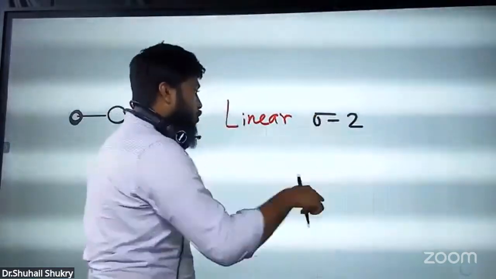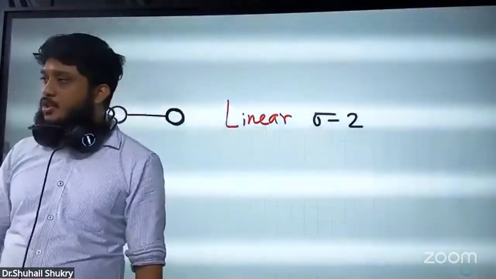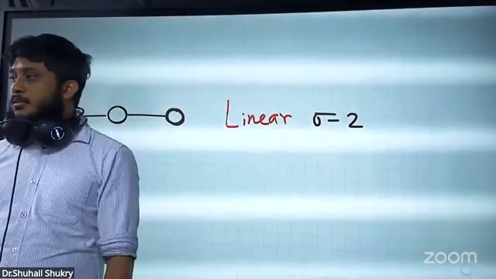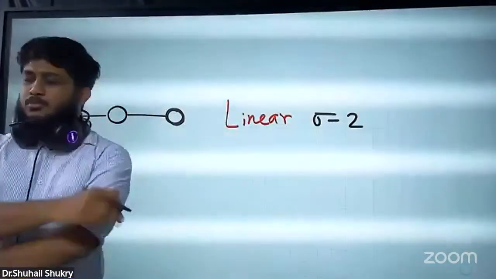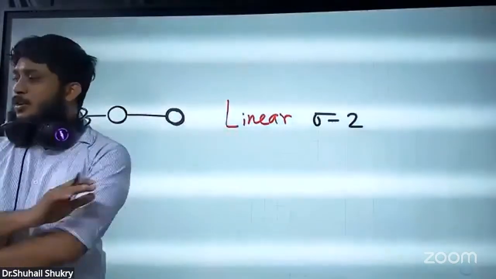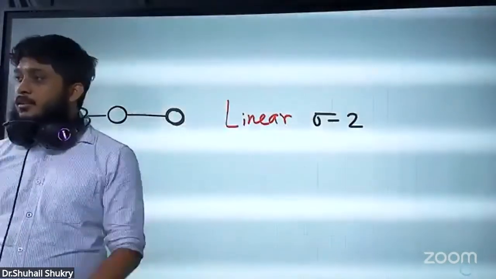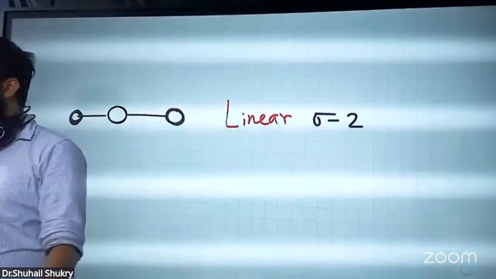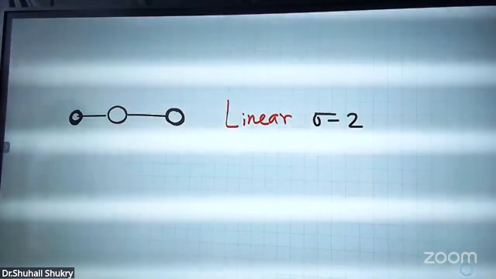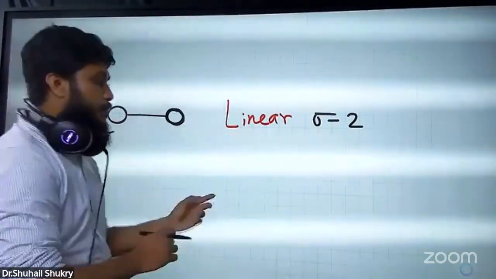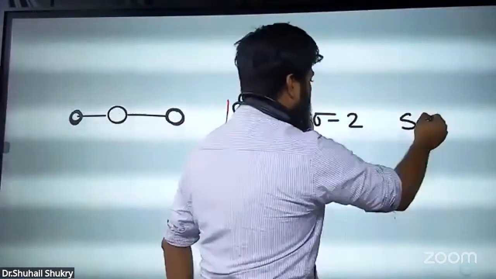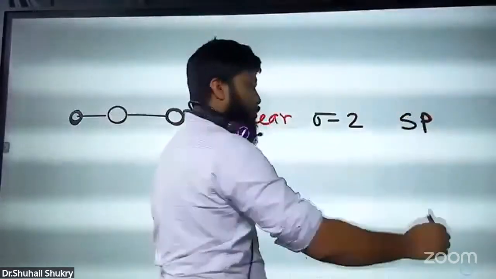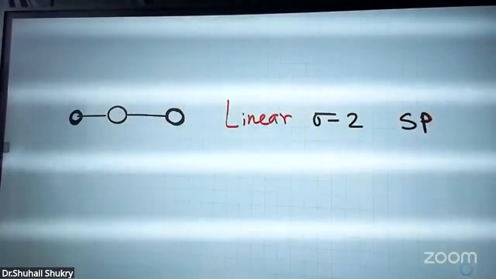Then if they are having 2 sigma bonds, guys, what is the hybridization of that? So close everything. Close your papers. Don't look at your paper. Just observe here, because I'm going to put everything directly into your head. Just see this. 2 sigma bonds means the hybridization is sp. Everyone understood this shape? Right, great.